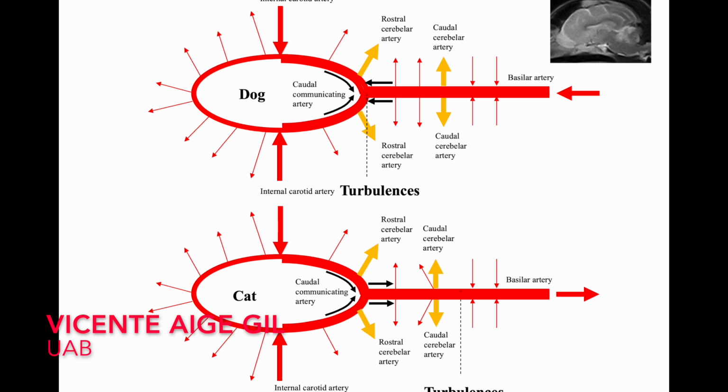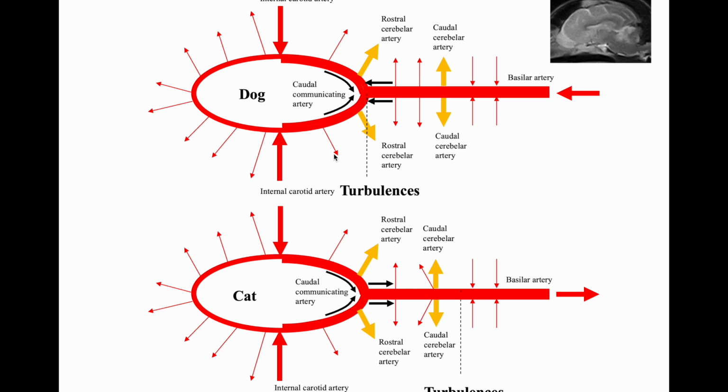Hi everyone, this is a complementary video to the brain blood vessels #1 video included in the neuroanatomy lessons of my website and in the neuroanatomy of the dog book, 2nd edition. As other authors have pointed out, the blood flow in the basilar artery of the cat is rostrocaudal compared with the dog, where it is caudal-rostral.